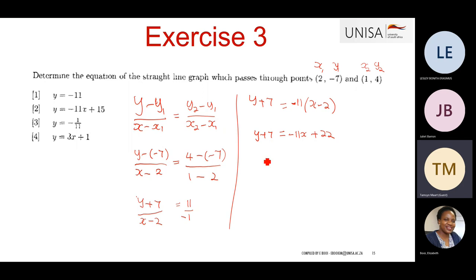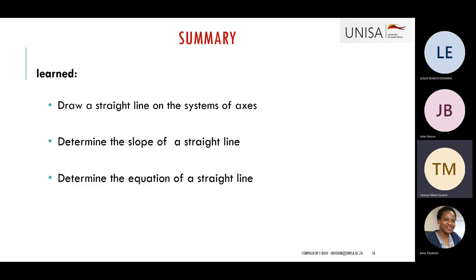Plus 22. Then we're taking the 7 over, and because it's a plus, it's going to be a minus on the other side, so it's minus 11x plus 22 minus 7, and then y equals minus 11x plus 15. So the answer is number 2. That's number 2. And that concludes today's session.